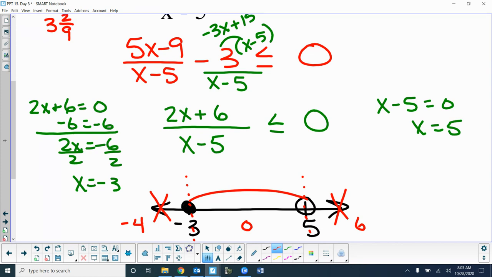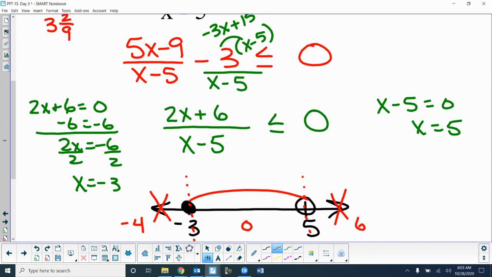Questions on what I did? What happens with the 3x and 15 here? Yeah. Okay. Once I distributed, then I combine the like terms. I can put these together now because they have a common denominator. So you combine with the denominator. Well, the denominator just stays whatever it is. So that stayed x minus 5. Then I went 5x minus 3x for the 2x, and -9 plus 15 for the 6.